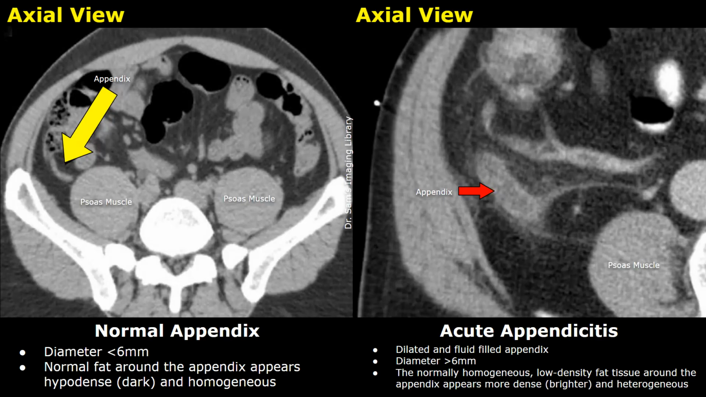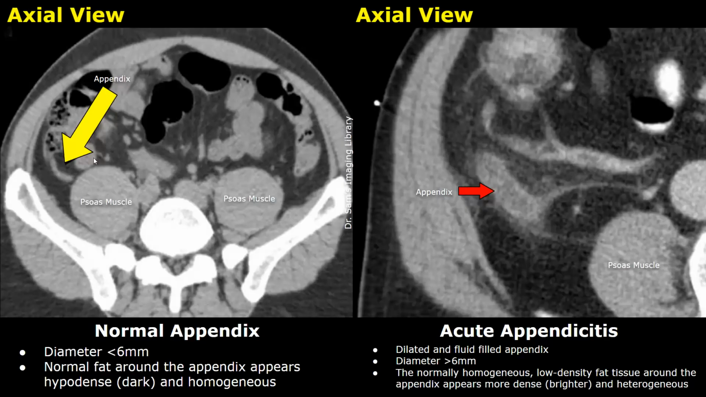We will compare the normal appearances of the appendix with its abnormal appearances in a CT scan. The main pathology associated with appendix is appendicitis, which is the inflammation of the appendix.